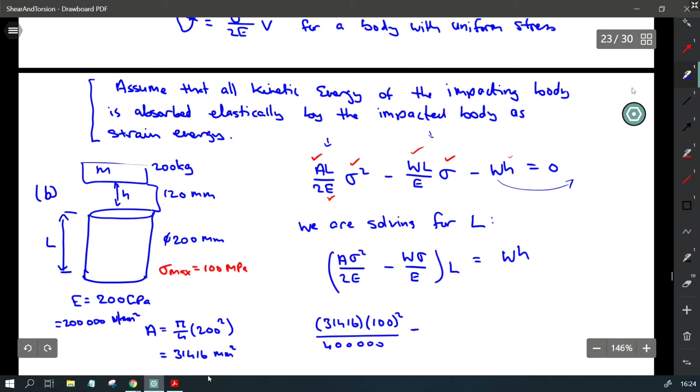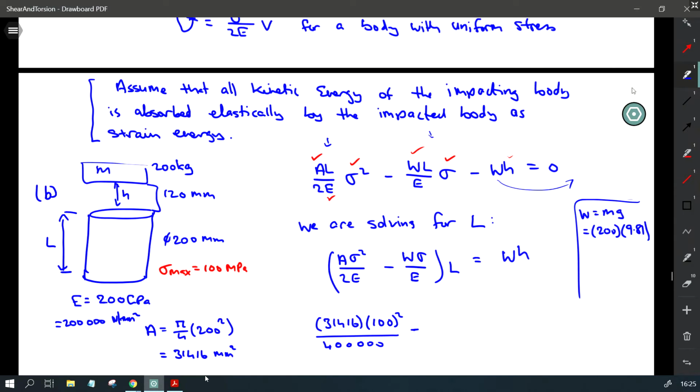Minus, okay, W is the weight, okay? And the weight is mg, so we'll just put 200 by 9.81. And that works out as 1962. Yes, 1962. It's not the mass, but it's the weight.